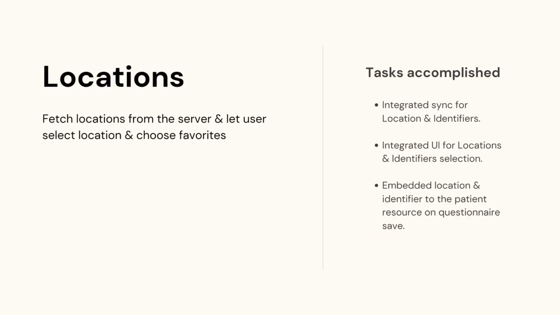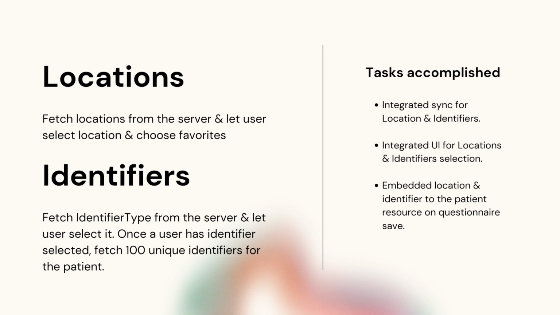So next we have locations and identifiers. In this, the key point is that with location, the user is only able to select the location he or she has access to, and once they have selected a location, this information is embedded in the patient's register. Also similarly with the identifier, the user is able to see which of the identifiers are supported by the server and then select one from it.